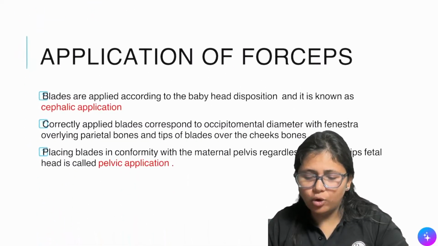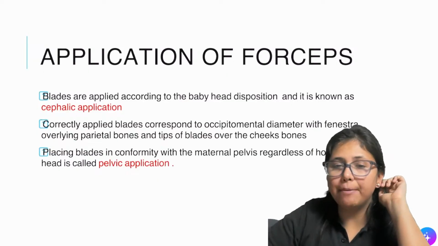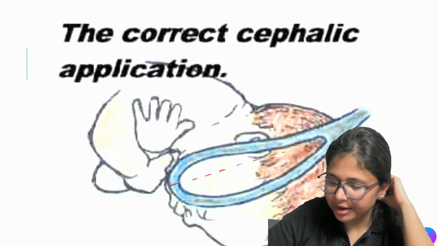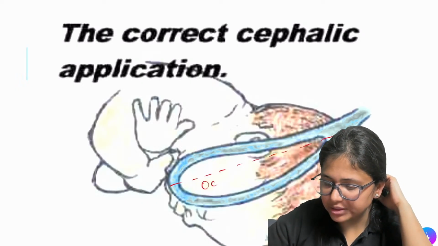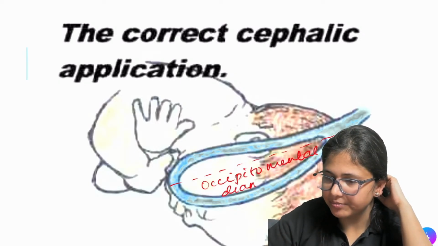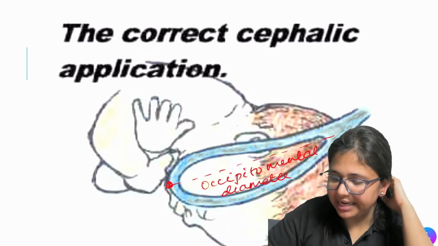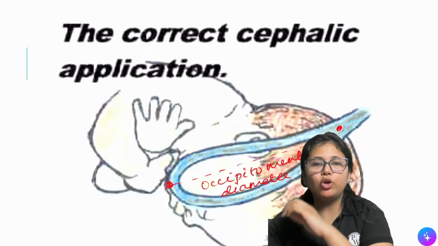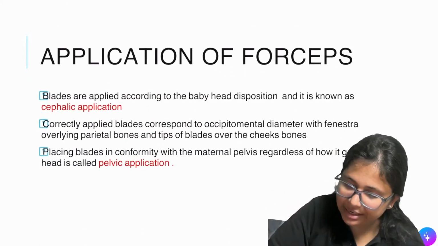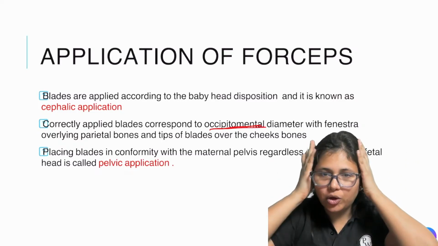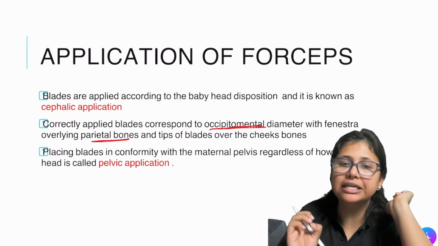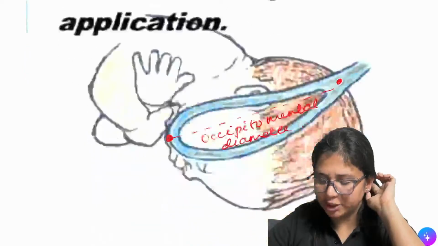Now, how do we apply the forceps? When we apply the forceps, ideally the correct application will have your forceps applied in the occipitomental diameter. Right, so this is the mentum or chin and this is the occiput. So the occipitomental diameter is the right application of the forceps. Ideally your forceps should lie over the parietal bones and the tips of the blades should lie over the cheekbones. Right, so this is about the application of forceps.